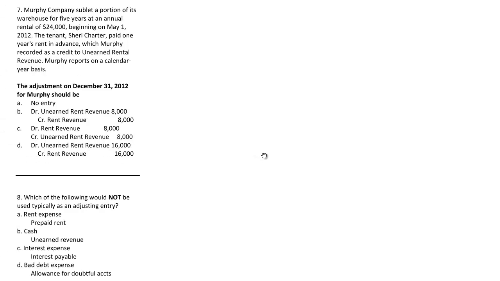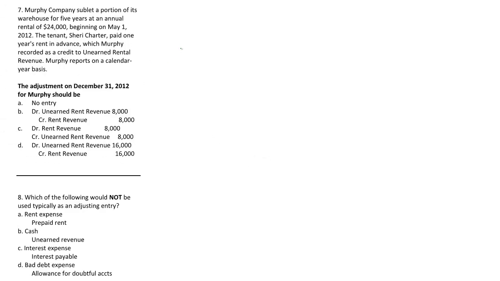Now we're going to get into some complicated computational ones. You're likely to see a few more of these on the exam. So Murphy Company sublet a portion of the warehouse for 5 years at an annual rental. When you're looking at these types of questions, the first thing you should focus on is what the question is asking. So we know that there is going to be an adjustment. So the only thing we care about is an adjustment that's going to be happening. Murphy sublet a portion of its warehouse on an annual rental. The tenant paid 1 year's rent in advance, which Murphy recorded as a credit to unearned rental revenue. Murphy reports on a calendar basis.